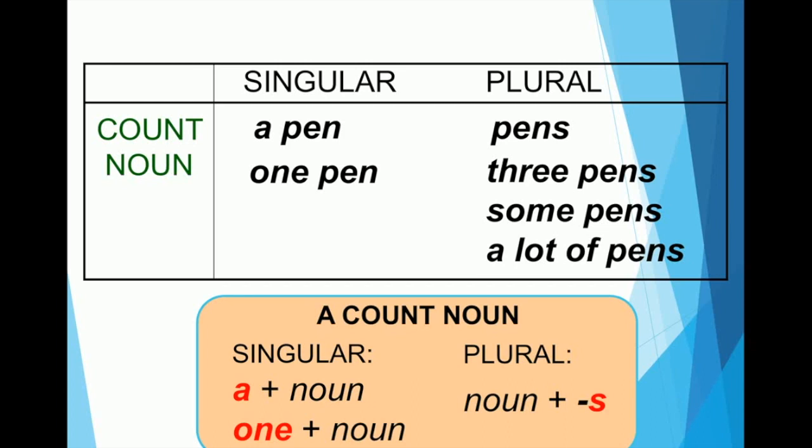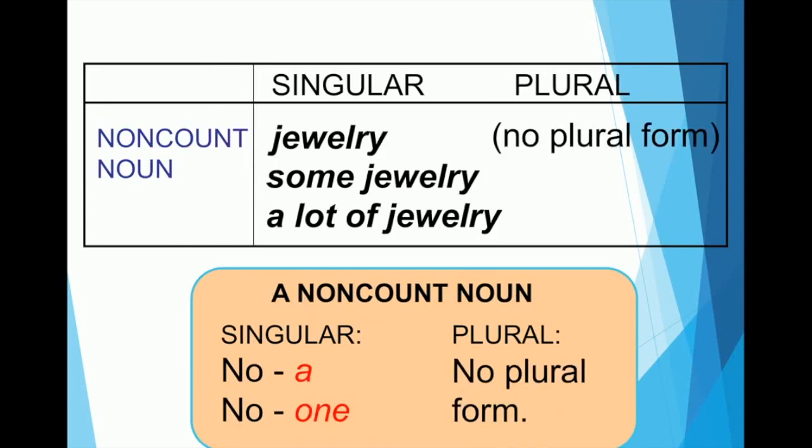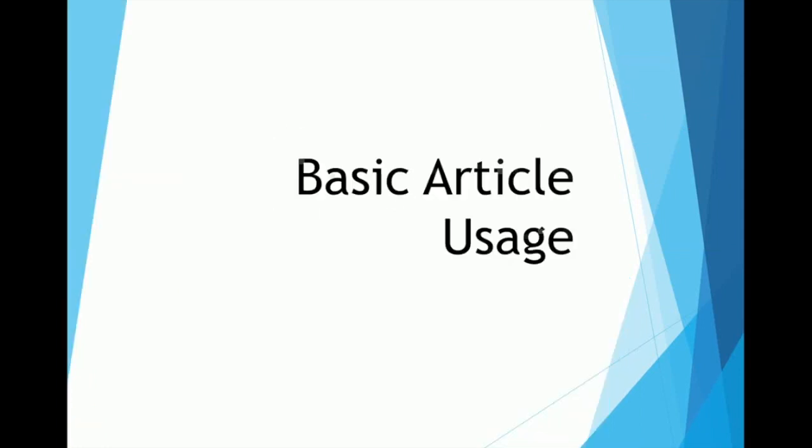So a count noun in the singular generally gets the article a plus noun, or one plus noun, and in the plural form you have a noun plus an s at the end. Here are some examples of non-count nouns. Jewelry, some jewelry, a lot of jewelry. So in order to specify quantity for jewelry, I cannot count, say, 1 or 2. I'm going to use some or a lot of to show quantity. So for a non-count noun in the singular, we cannot use indefinite articles like a or numbers, and they don't have any plural form. Now we're going to see some basic article usage.